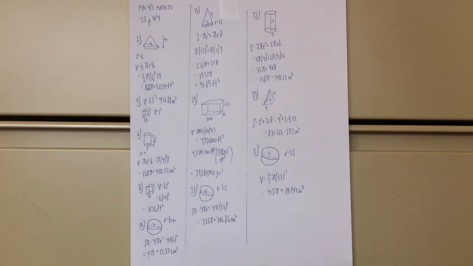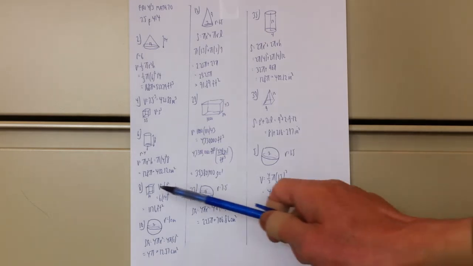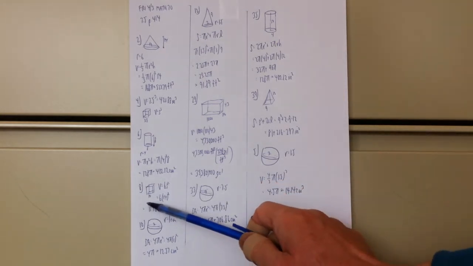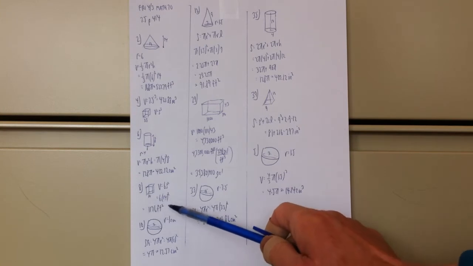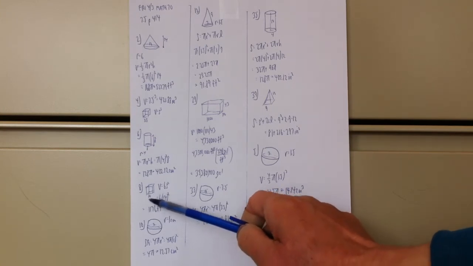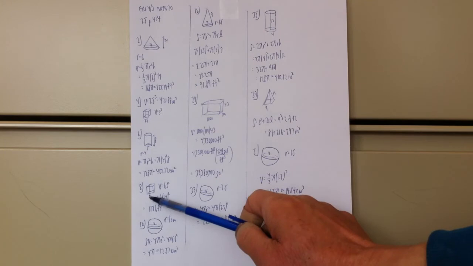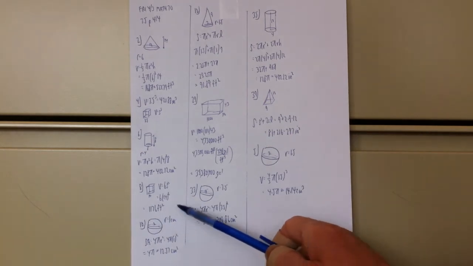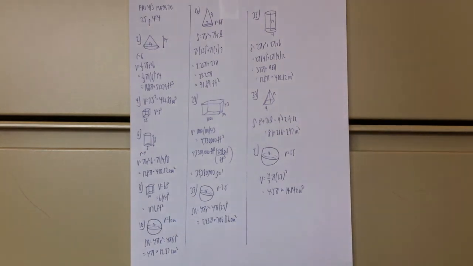Number 8, you're asked for the volume of this box, this cube, and surface area. Surface area, so that if you have one side of 14, the surface area is 6s squared, so 6 times 14 squared comes out to be 1,176 square feet. This time it's square feet because we're doing surface area.